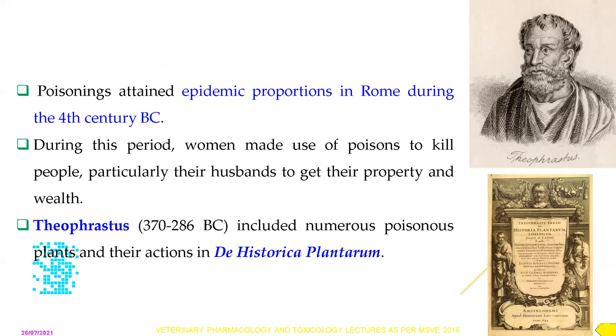Poisoning attained epidemic proportions in Rome during the 4th century BC. If you go to Rome, there are a lot of writings on how it developed. Theophrastus included numerous poisonous plants and their actions, in the first book, the Historia Plantarum. In the 4th century BC in Rome, many women made use of poisons to kill people, particularly their husbands, to get property and wealth. This situation is still continuing.